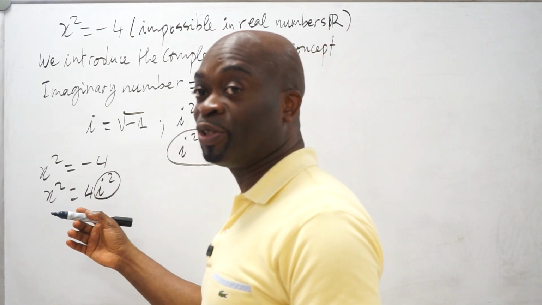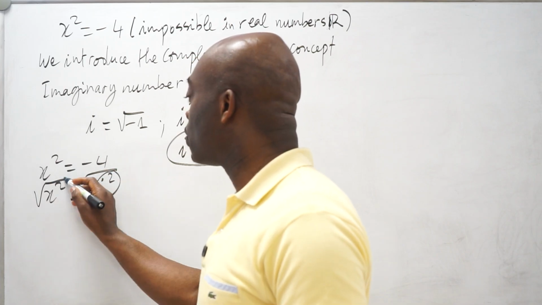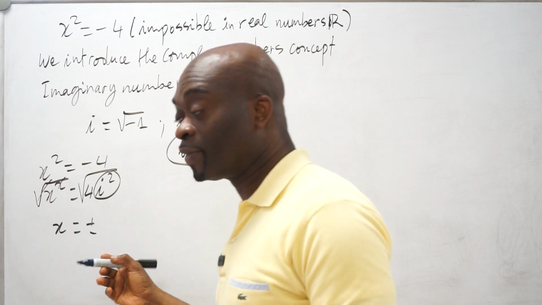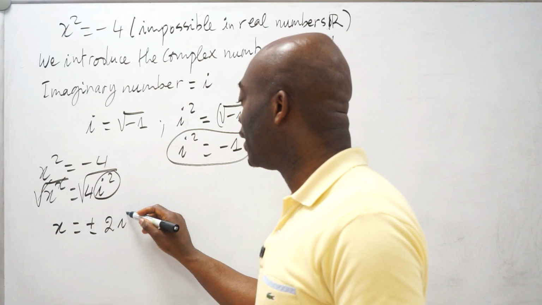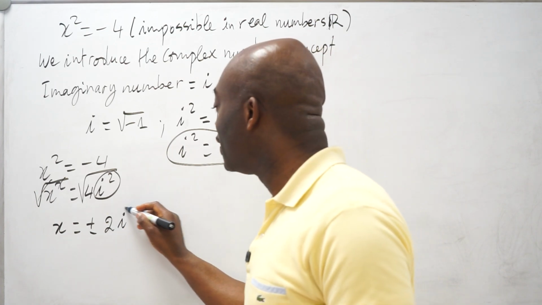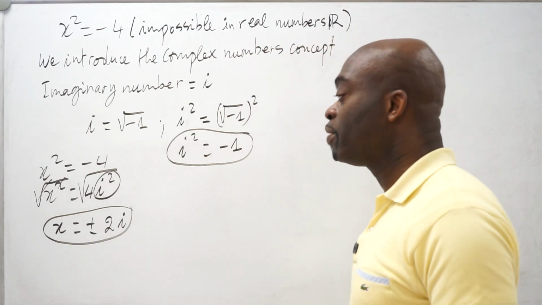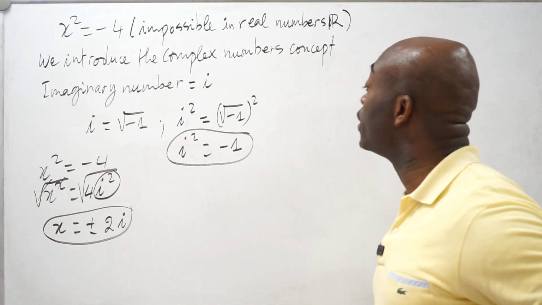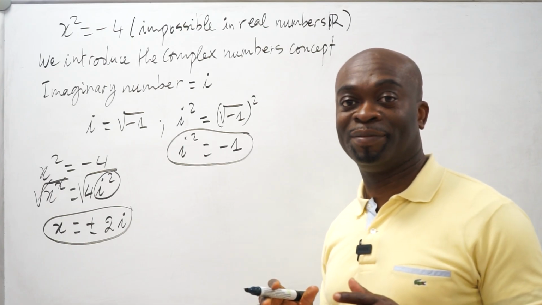So in this case, what can we do to solve for it? We can just square root both sides. So this one is out. So we end up with what? x equals plus minus. What is square root of 4? 2. And what is square root of i squared? It is i. So you end up with an answer of x equals plus minus 2i. So that would be your solution, in this case, under the complex numbers concept. Okay, but again, under the real numbers concept, that is practically impossible. All right? Thank you.